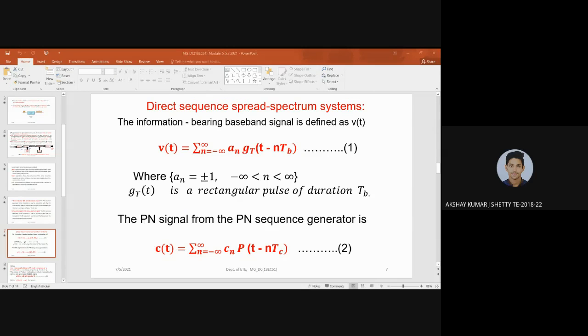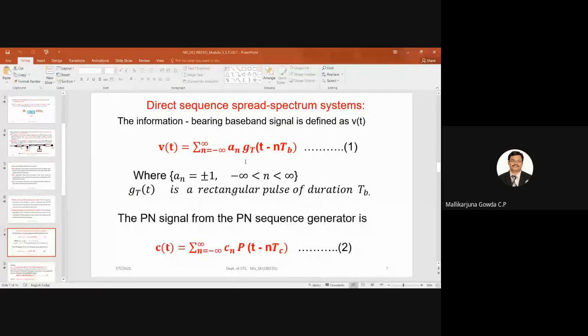0 is represented by a negative pulse, maybe having an amplitude of say minus 1 volt. What about 1? A positive pulse with plus A volts. 1 will be represented by a positive pulse having an amplitude of plus 1 volt. So that is what I am saying here. I said it is 5 bits.